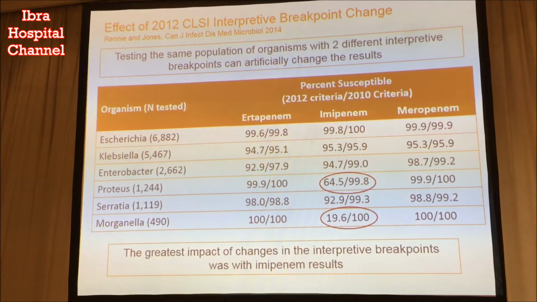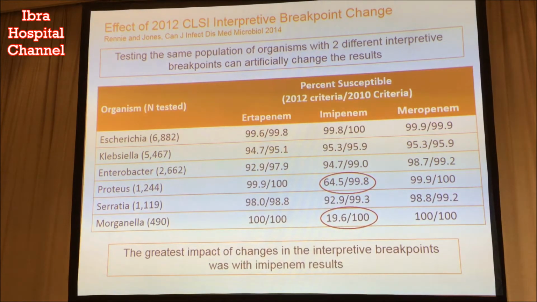Let's complicate it even more. In the case of CLSI, they decided that the interpretive breakpoints they were using for the carbapenems needed to be adjusted, and they did this after 2010, in 2011. Look just at imipenem and the two values that I circled for Proteus and Morganella. These are a very large number of Proteus and Morganella strains that were tested against imipenem. When they applied the 2010 criteria and compared it with 2012, you saw significant differences. In 2010, all of the Proteus and Morganella were susceptible to imipenem. But with the new standards, only about two-thirds of the Proteus were susceptible, and less than 20% of the Morganella were susceptible.